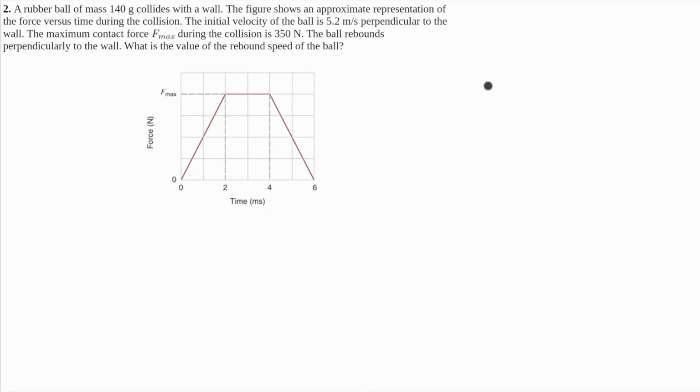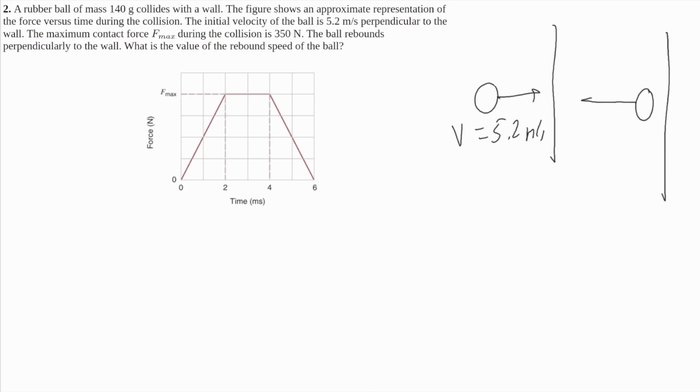Here's number 2. So it tells us we have a ball that hits a wall at some velocity. This is 5.2 meters per second. It tells us that this ball will rebound off this wall with some velocity. I'll call it v2. And this is what we're trying to find. It also tells us that this ball has a mass of 140 grams.